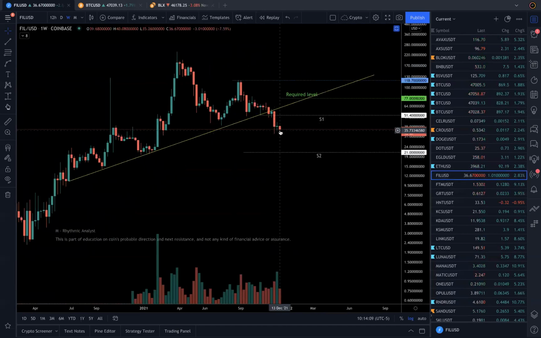FIL is a weaker one comparatively, right? So this is also putting pressure on this lower side. So S2 is the next level. Now those who are shorting, these are targets, right? These are targets.